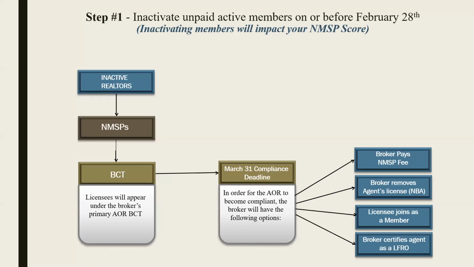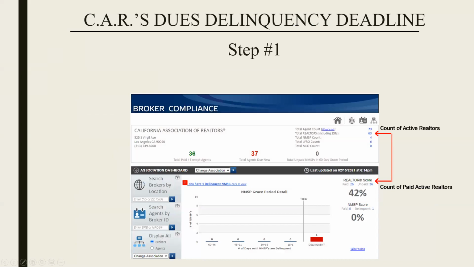The good news is most of the realtor members that are inactivated usually renew their membership when they lose access to Zipforms, right? So these records shouldn't impact your compliance score for too long. So let's focus on the step one process.